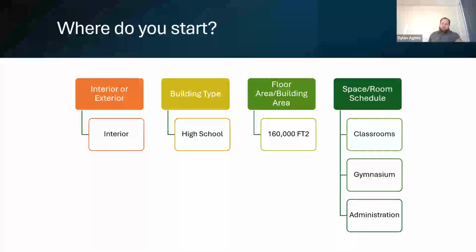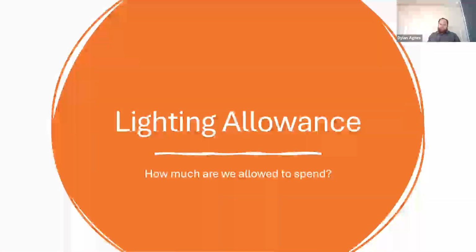So for the example, interior, I'm going to show you a high school. It's roughly 160,000 square feet. And then we're going to go with a typical standard programming for it. So classrooms, gymnasium, administration.